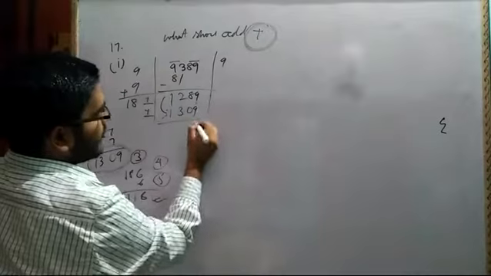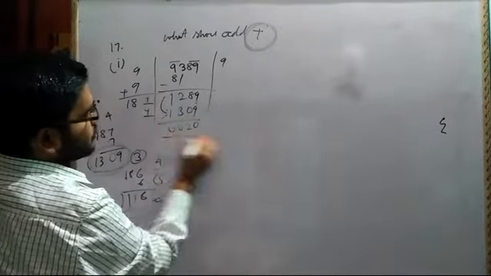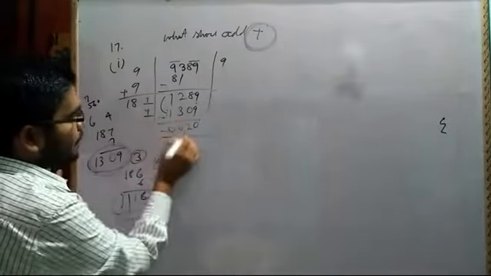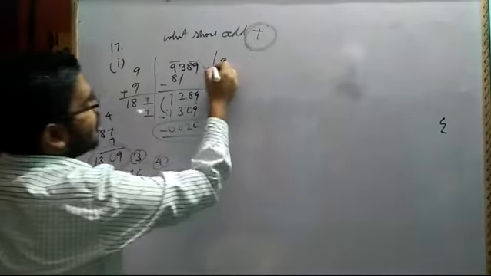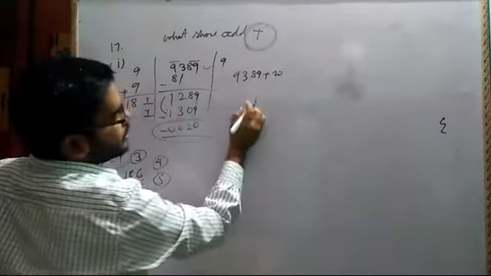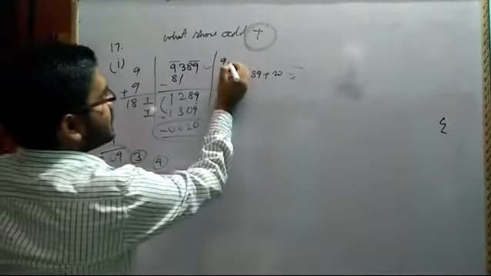Then subtract: 9 minus 9 is 0, 10 minus 8 is 2, here 2 minus 2 is 0 and 0. Just opposite, it will be a negative answer. Now this minus 20 you are getting, so you should add 20. 9389 plus 20 should be done. Then only you will get a perfect square. I hope it is clear. See what I said here.